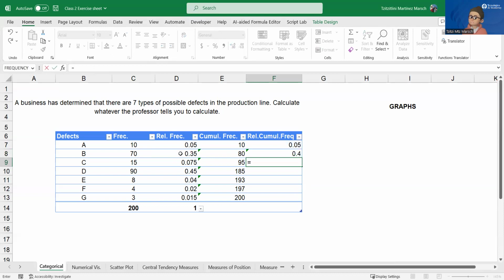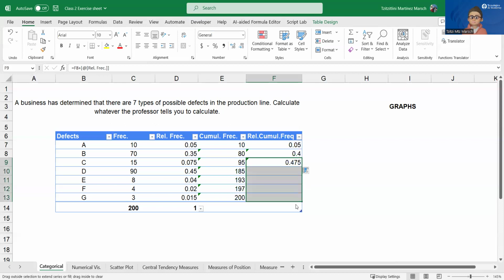Okay, just to clear it up, for defect C, it's what we've accumulated from defect A and B plus the relative frequency of C, which is going to be this 0.4, which is the accumulation of A and B plus the relative frequency of C. And we can fill it out. The final accumulation of G should give us a 1. Okay, and that's correct. It equals this one. Okay, so we have it correct.